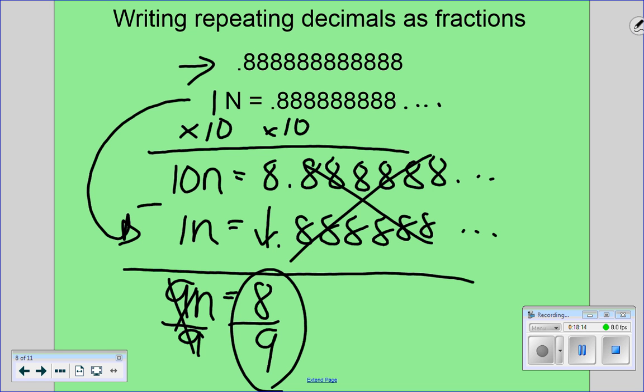How did I get 0.88? That's what I wanted to change into a decimal. This is what I wanted to change into a fraction. And I just drew it out. That's all.